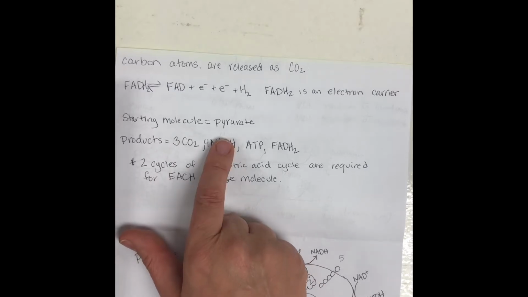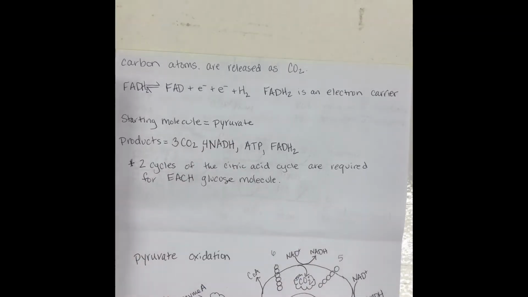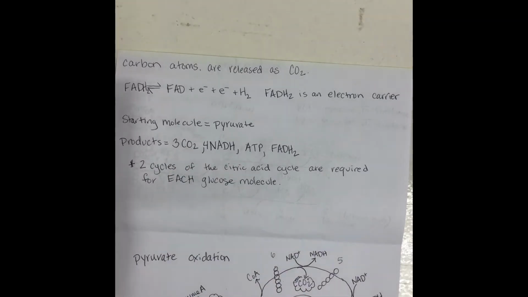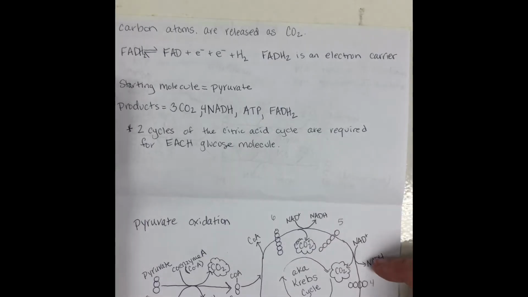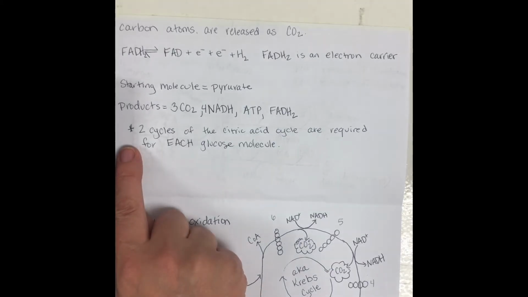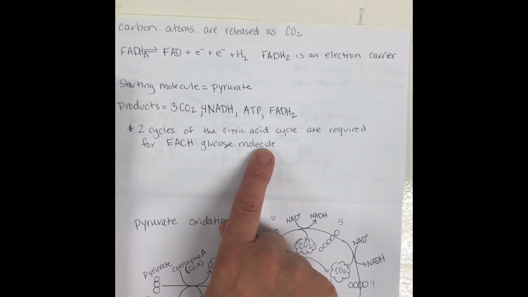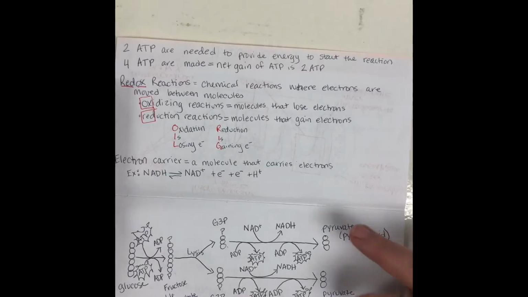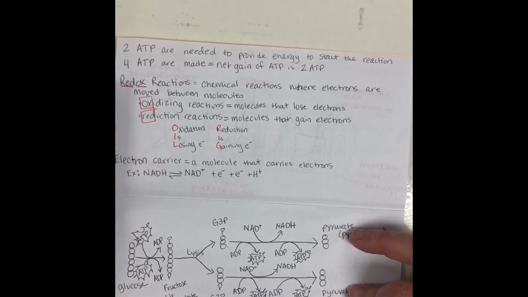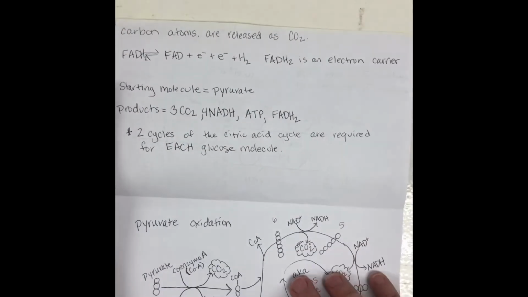We also have a note that our starting molecule is pyruvate, and that we're going to make 1, 2, 3 carbon dioxides, 1, 2, 3, 4 NADHs, 1 ATP, and 1 FADH2. We did make a very important note that 2 cycles of the citric acid cycle are required for each glucose, because we made 2 pyruvates here in glycolysis.